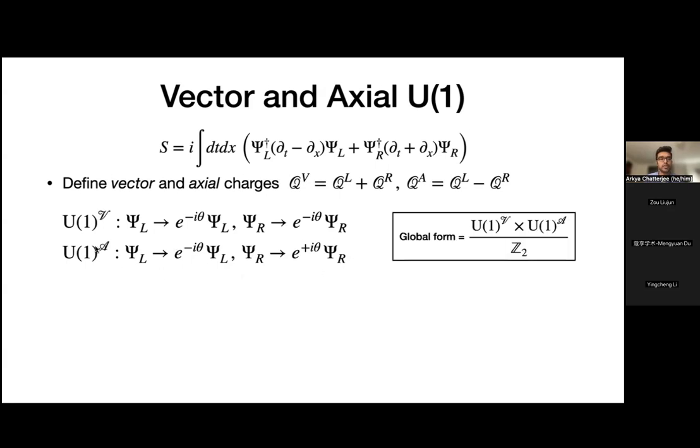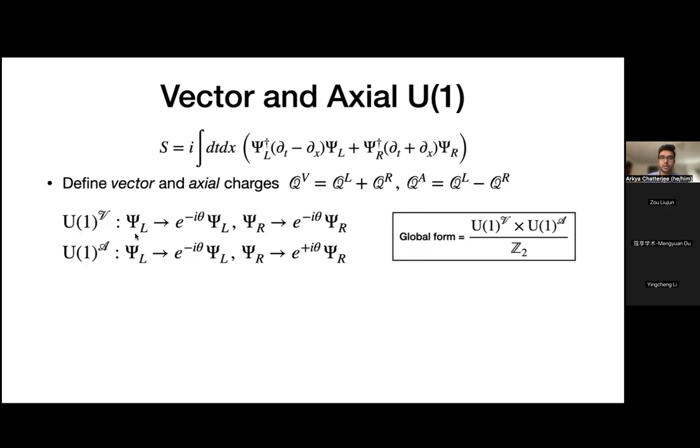These two U1 actions are not independent. Their Z2 actions are actually identified, which you can see by plugging in theta equals pi in these expressions. So the global form of the symmetry is the Z2 quotient of the direct product of these two symmetries.